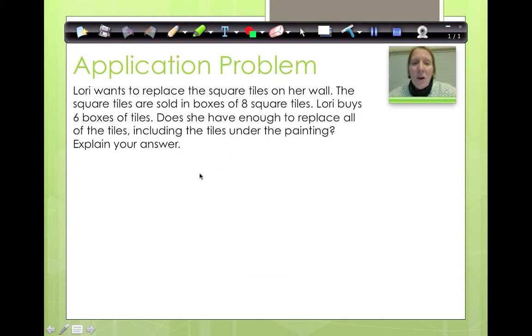Okay, we're going to start with an application problem, of course. Okay, Lori wants to replace the square tiles on her wall.